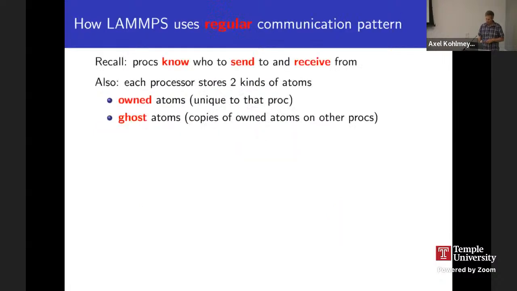So let's start with how LAMMPS uses the regular communication pattern. Recall that the signature of this pattern is that each processor knows who it needs to send to, knows who it's going to receive stuff from. Also recall that each processor stores 2 kinds of atoms. Within its little geometric subdomain, it stores owned atoms that are uniquely owned by that processor, and it stores ghost atoms, which are really copies of atoms that are owned by other processors, in a geometric sense, nearby processors.